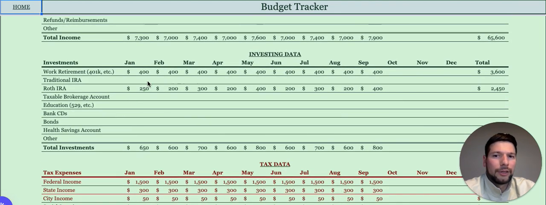Enter in all of your investing data. So how much money are you contributing to your 401k, for example? How much are you contributing to your Roth IRA? Total those up and add them in each month.